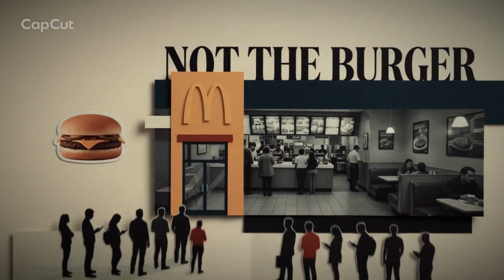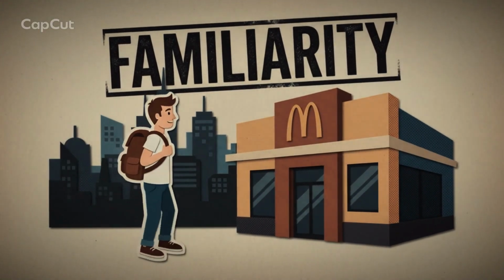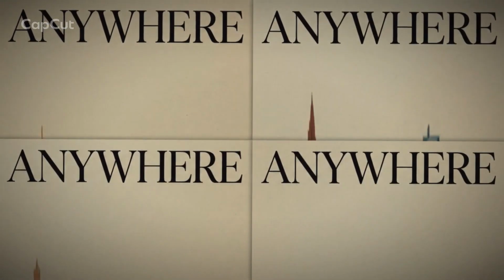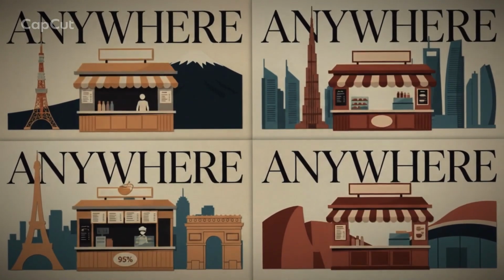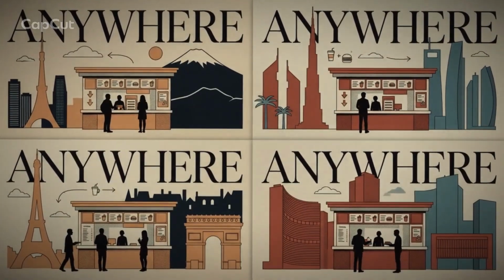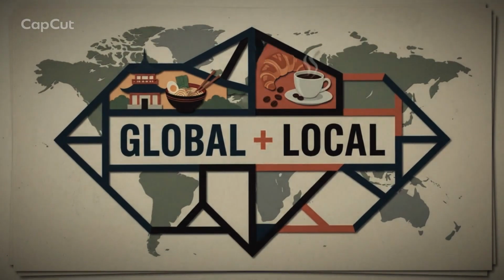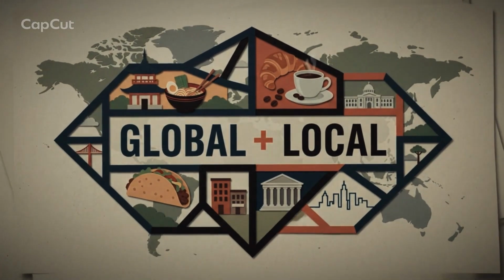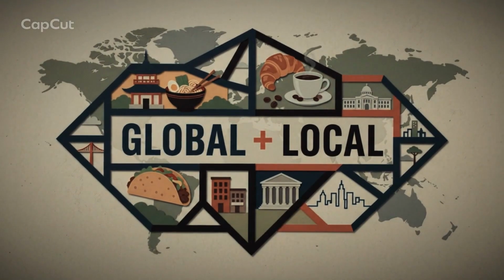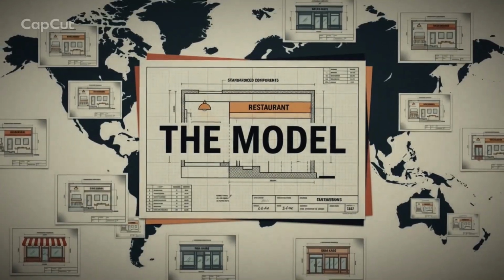McDonald's wasn't selling just hamburgers. It was selling familiarity. Whether you were in Tokyo, Dubai, Paris, or Sao Paulo, you could walk into a McDonald's and immediately understand how the place worked. That combination, global branding with local adaptation, helped McDonald's become far more than an American restaurant. It became a global business model.